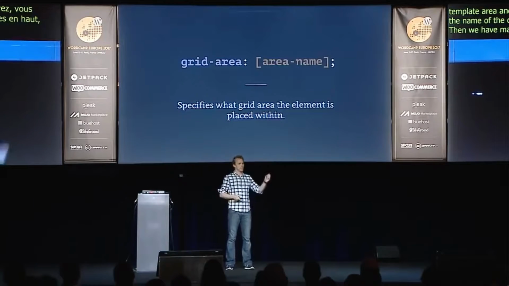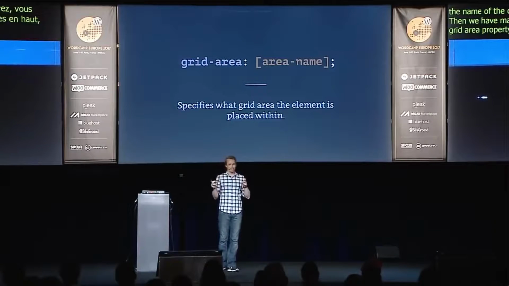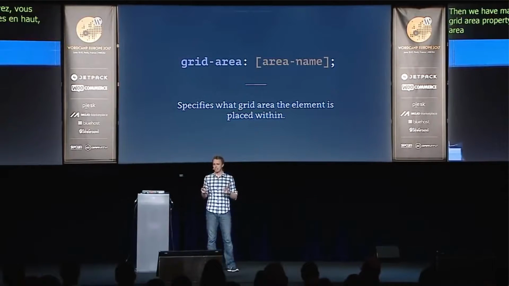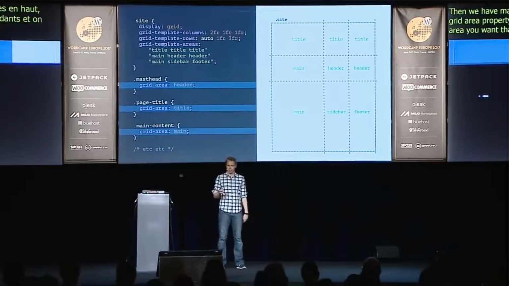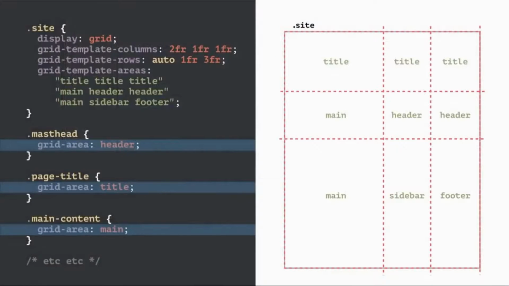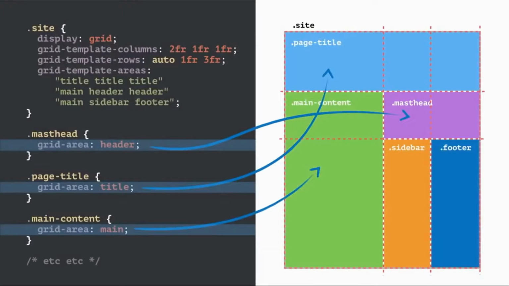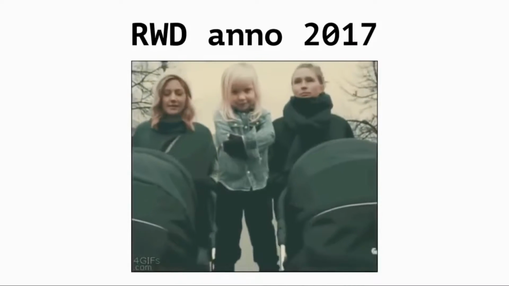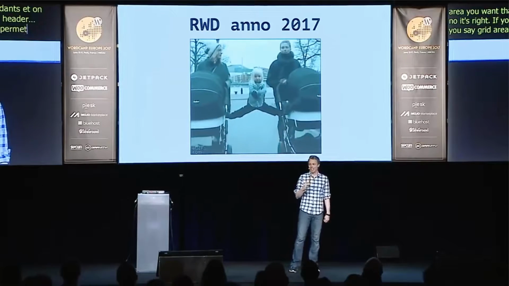Then you use the grid area property on individual child items, and you just declare the name of the area you want that element to appear in. So if you say grid area header, well, that's wrong. Oh, no, it's right. If you say grid area header, the element goes to the header area. If you say grid area title, it goes to the title area. And this allows us to do crazy responsive web design.